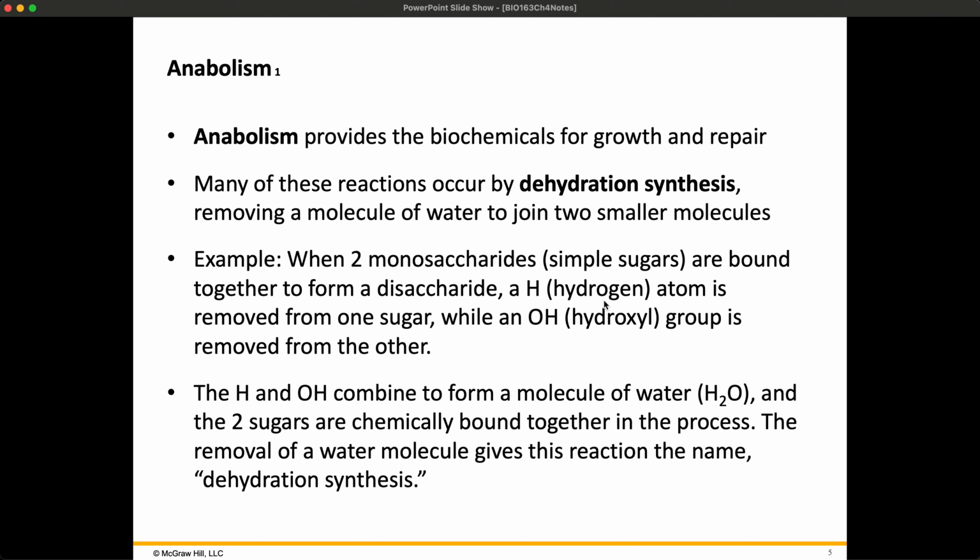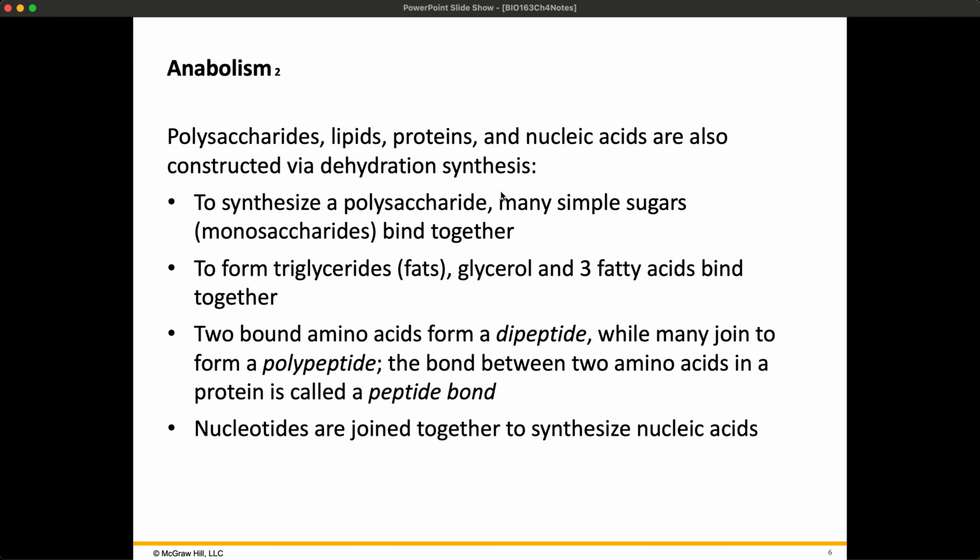So you remove a hydrogen from one and a hydroxyl group from the other. Those two then combine to form a molecule of water, and the two sugars get bound together. The bonds they're freeing up will join together with each other, and so that's why they call it dehydration synthesis. That's a common pathway for making a lot of our other polymers.